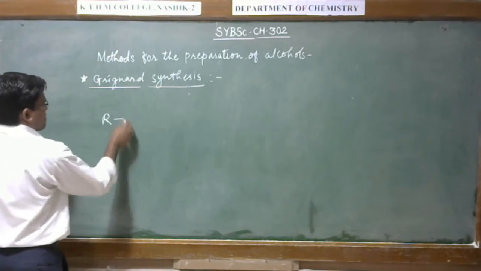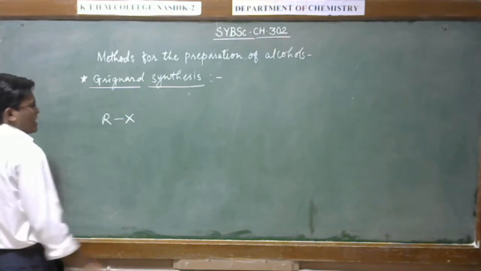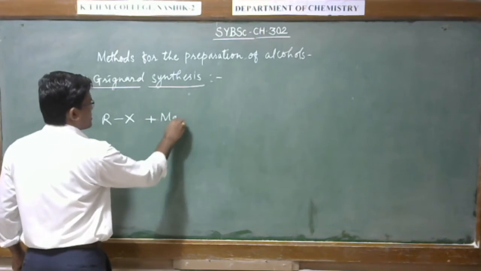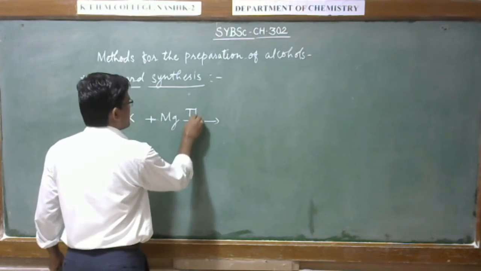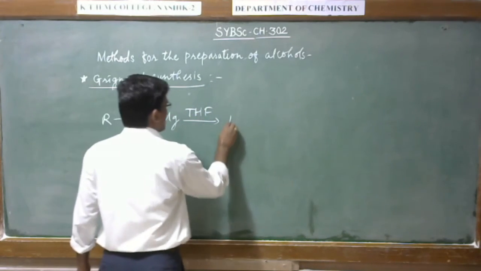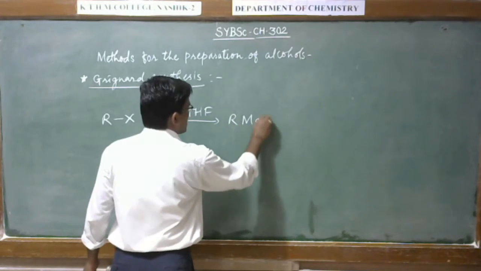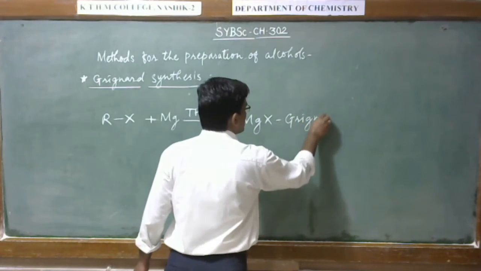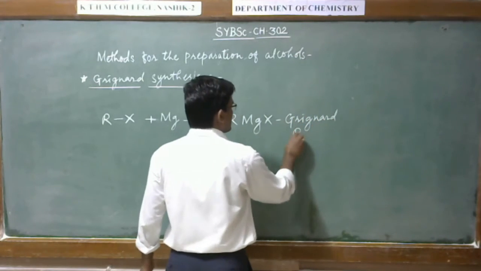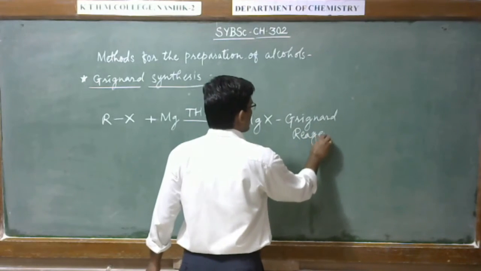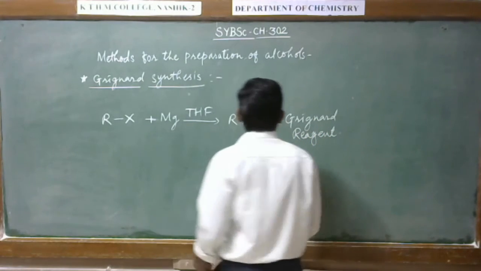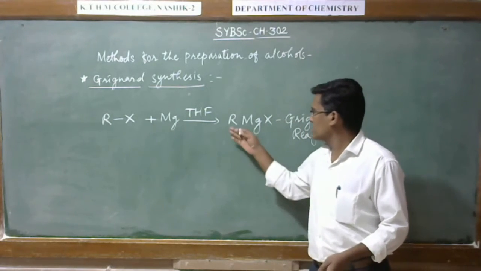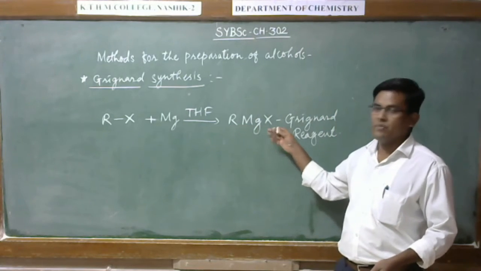Suppose this alkyl or aryl halide reacts with magnesium turnings in the presence of ether, it gives the Grignard reagent. This is the Grignard reagent, an organometallic compound, alkyl or aryl magnesium halide.